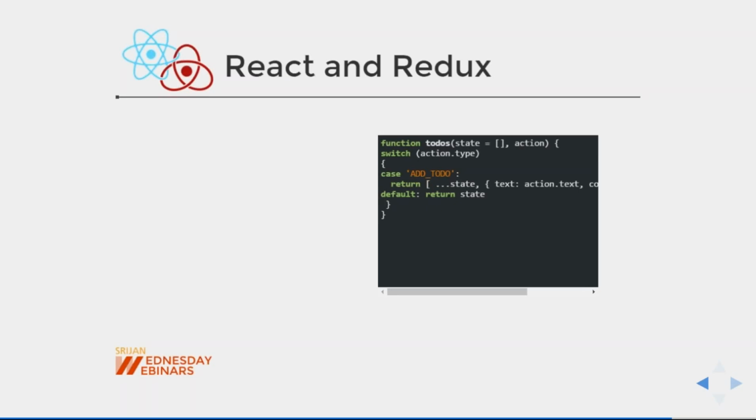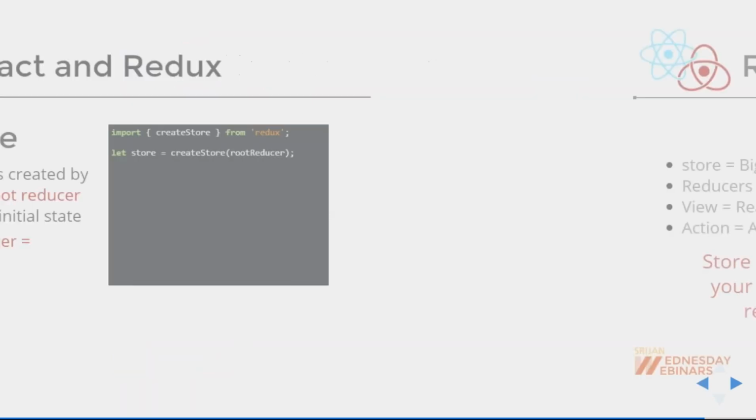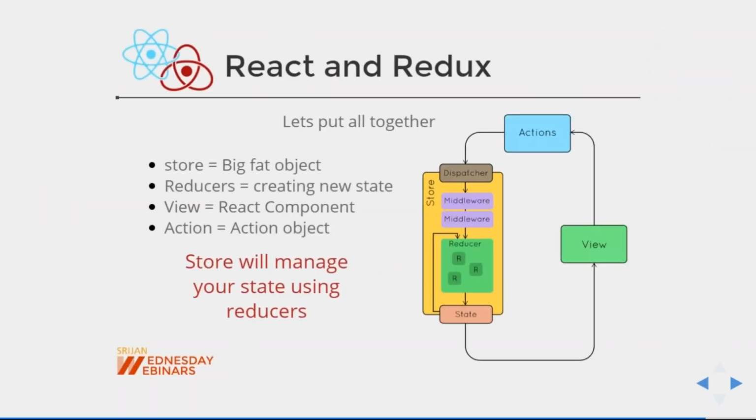So you can have multiple reducers, but finally you need to combine those reducers and pass the root reducer, a combined output of those reducers, to the create store method. So this is the store object, a big fat store object, which has all your reducers inside it. You will be able to understand it by this structure. So what do I have? Let's remove this view layer for now. View is representing the React component.